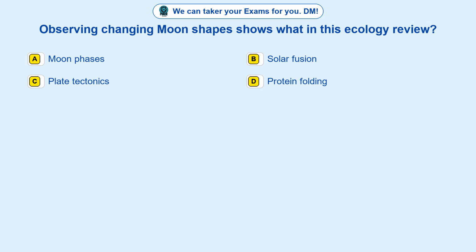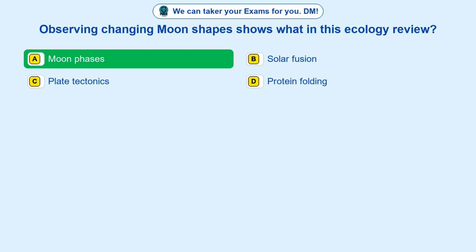Question 90. Observing changing moon shapes shows what in this ecology review? Option A, moon phases. Option B, solar fusion. Option C, plate tectonics. Option D, protein folding. The correct answer is option A.